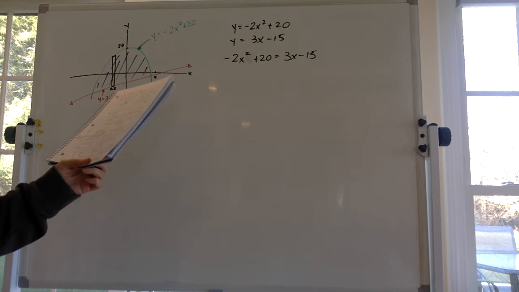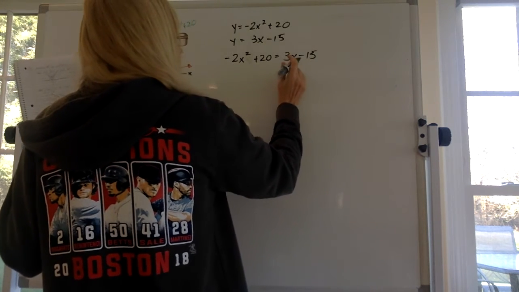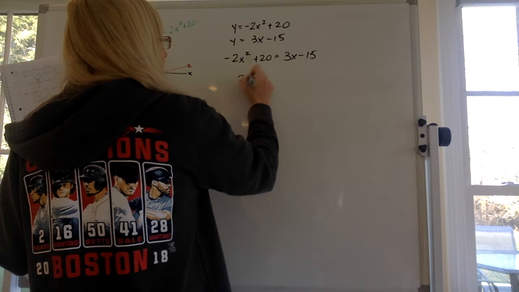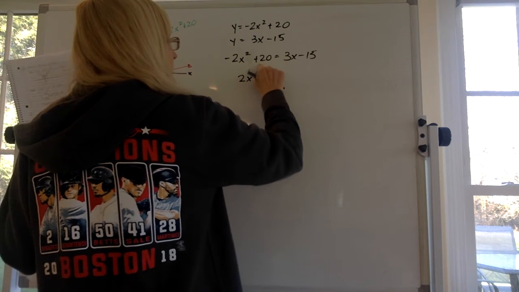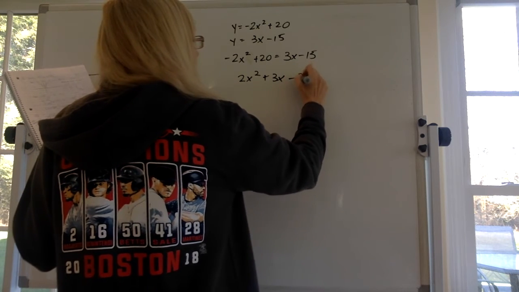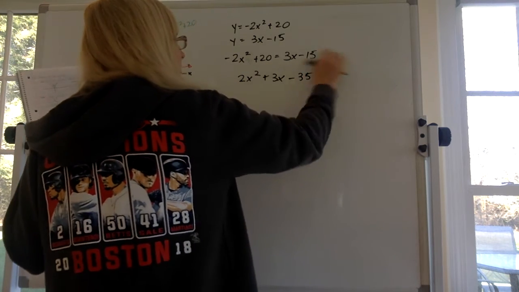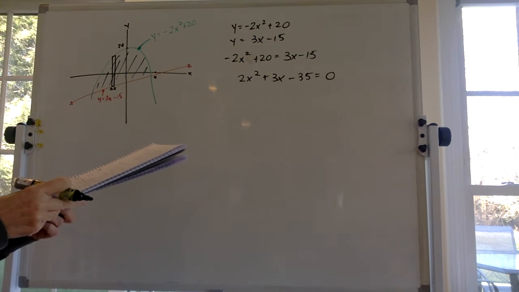Let's get everything on one side. I'm going to move the 2x squared over there, so I'm going to have a positive 2x squared plus a 3x. And then I'm going to subtract 20 from both sides, so that'd be minus 35. So I just moved everything over to the right side, basically. That's what I ended up with.